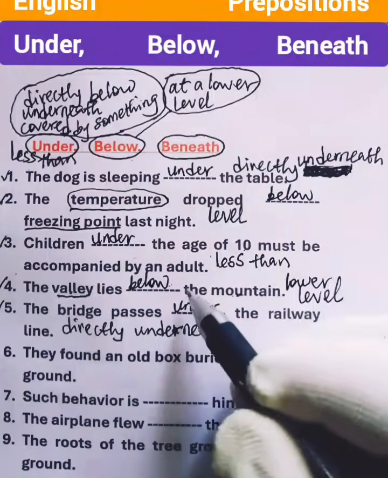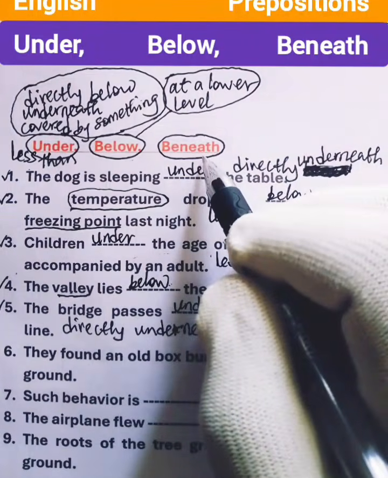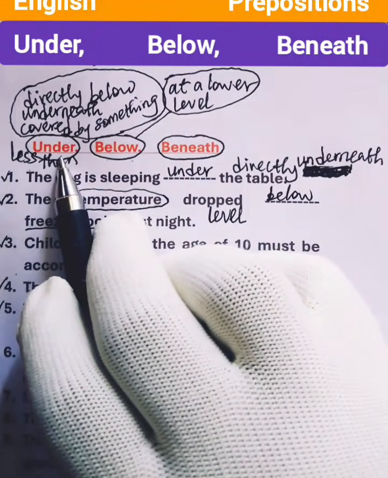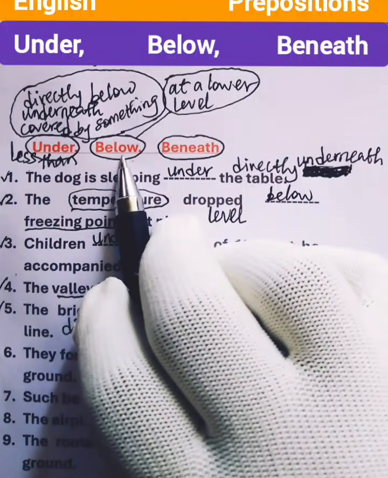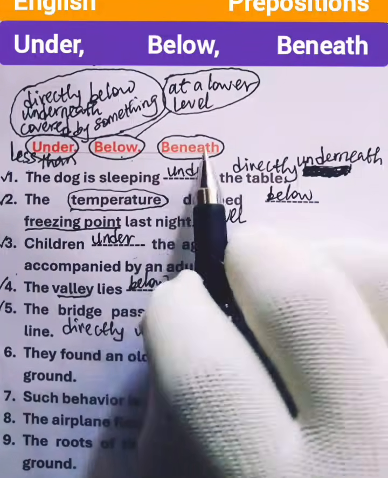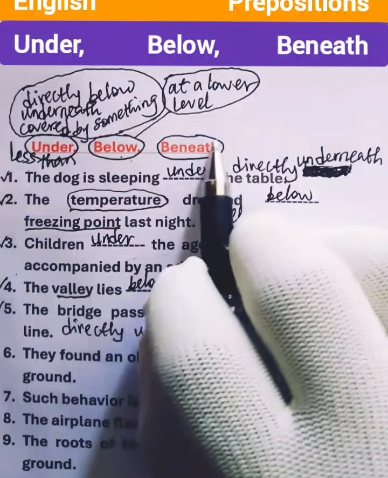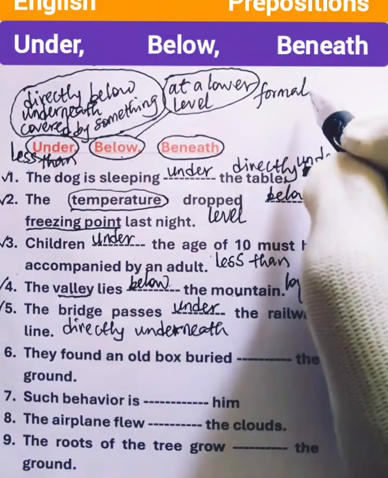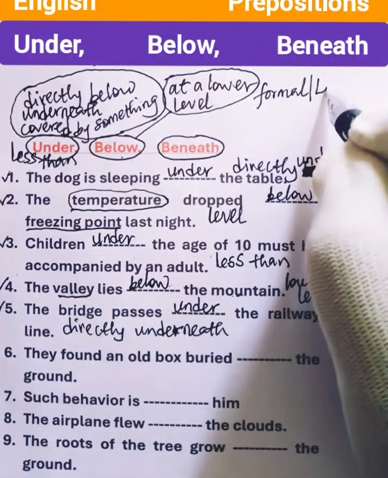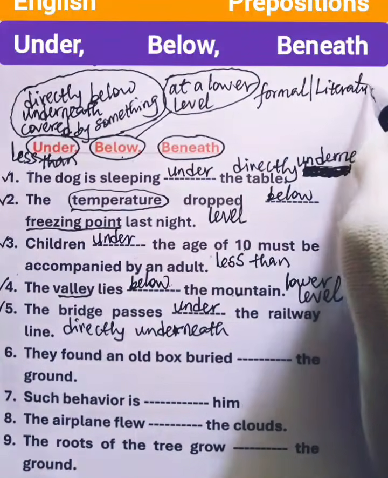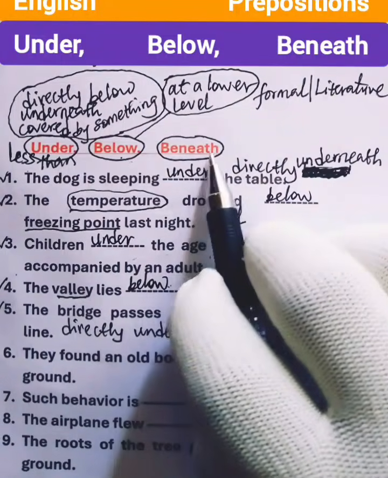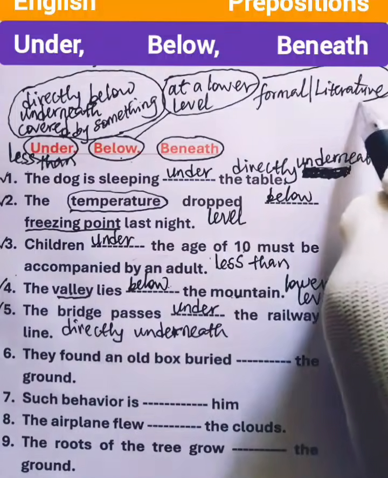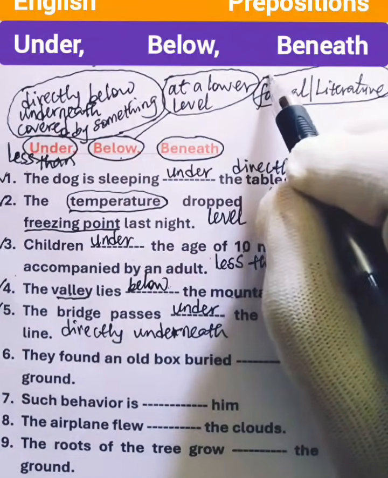Now let's look at the last preposition, beneath. Note that under is very common and flexible in everyday English. Below is common, while beneath is less common. It is used mainly in formal writing and literature. In other words, we use beneath to show that something is under or below in a formal or literary writing.